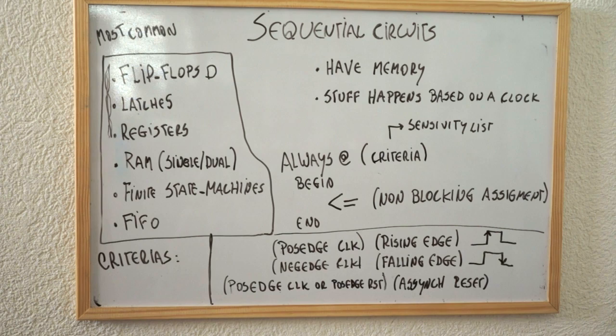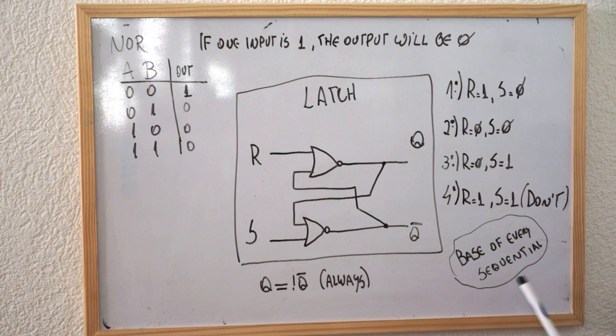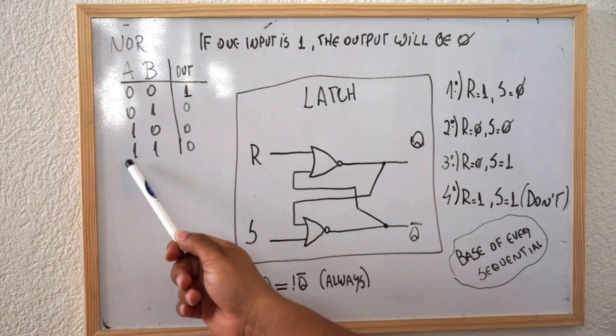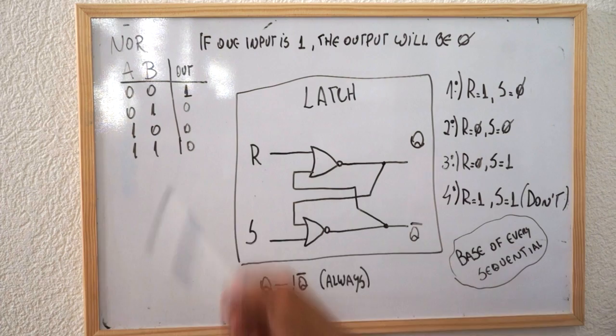And let's go. Okay, guys, this is the latch. The latch is the base of every sequential circuit, okay? This is a latch made of NOR gates. Just to help us understand this circuit, I put in the truth table of the NOR. One point that we need to remember is that if any of the inputs of the NOR is 1, the output will be 0. For instance, here, here, here, it's always going to be 0. Okay, so this is the latch.